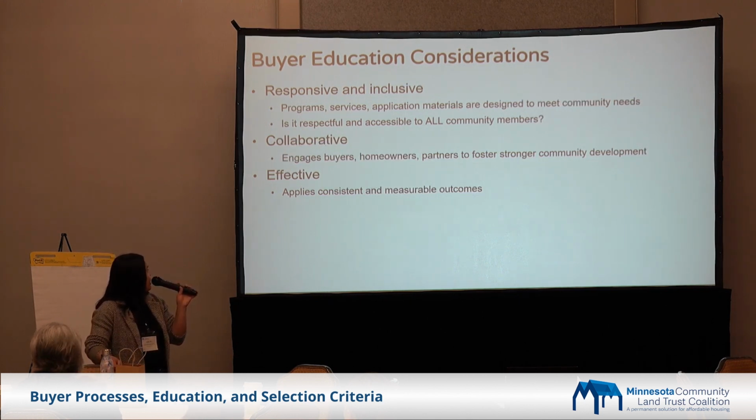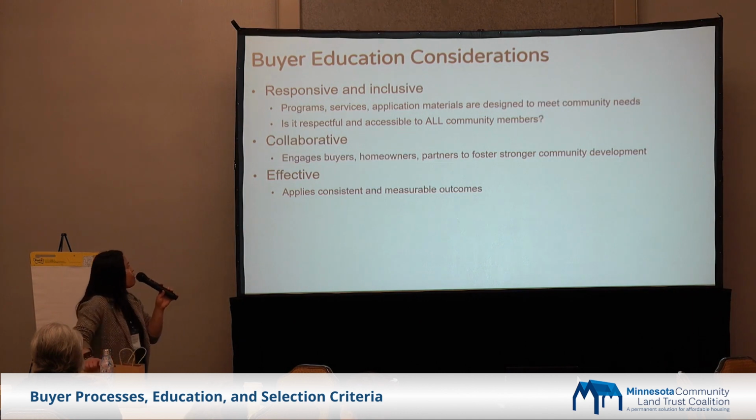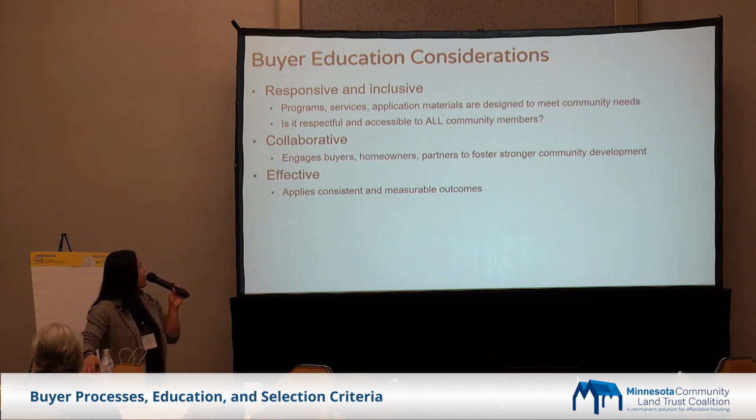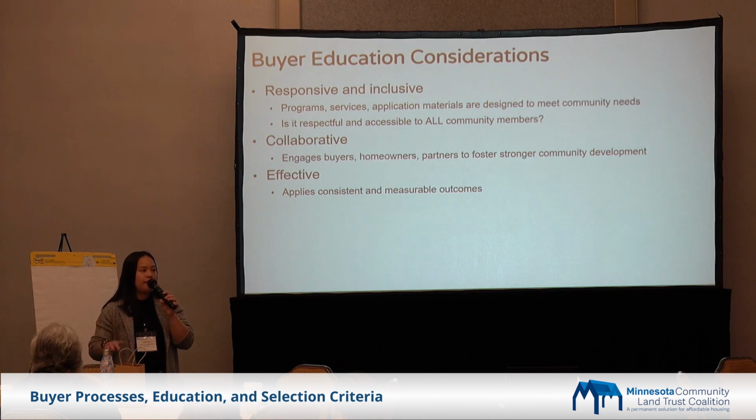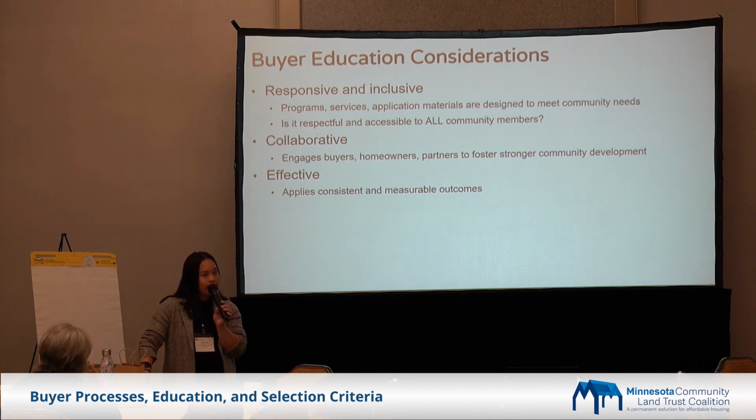And then we also want to be collaborative. We want to engage buyers, homeowners, and our partners to foster stronger community development, as well as effectiveness. So applying consistent and measurable outcomes. And then another thing with the effectiveness is, once again, if something is not working for a lot of your applicants or home buyers, then maybe revisiting what that guideline is and changing it or just adjusting it as needed. Any questions on this part?